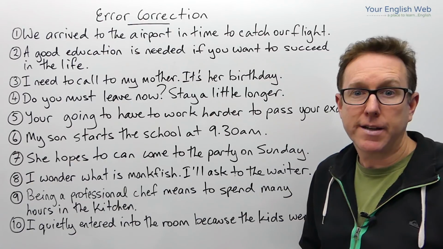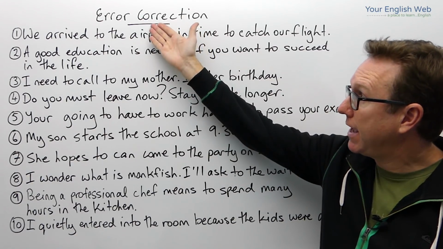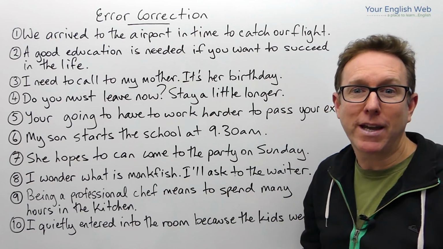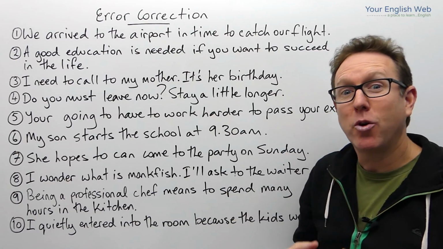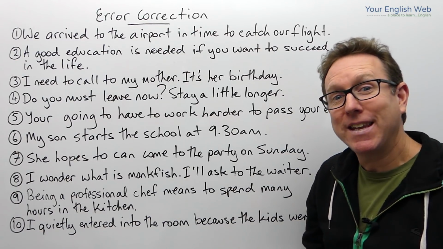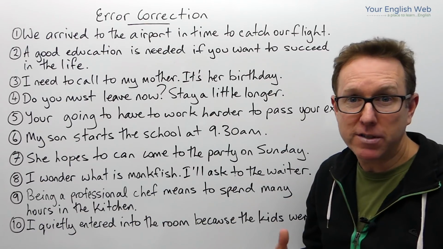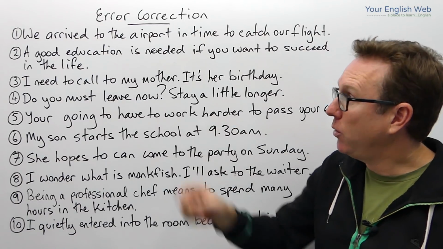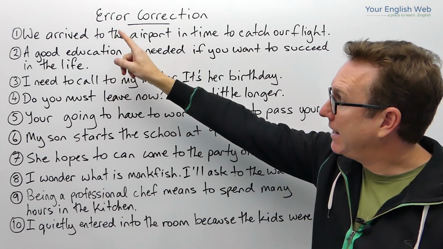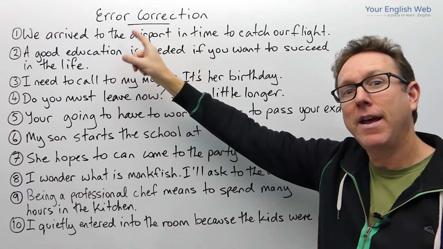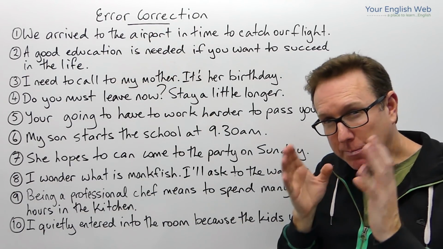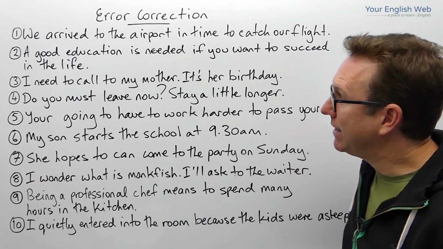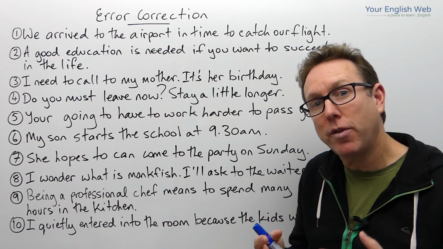Now, as I said, today's lesson is looking at this topic here, which is error correction. And as you know, in English, it's important to be able to recognize your errors, especially when you're writing or if you're doing an exam, an advanced exam or a proficiency exam. You need to know where the errors are in sentences. And here we have 10 sentences, and each of these sentences has one error. So we need to be able to spot that error and correct it. So let's have a look at these sentences and see if we can do that.